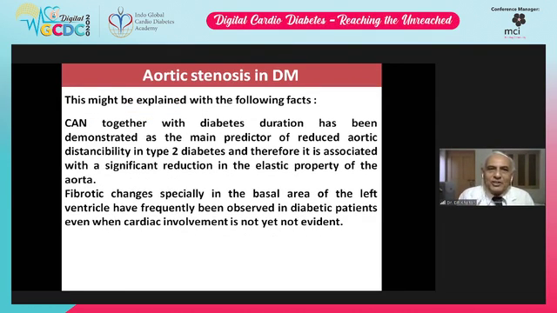Aortic stenosis in diabetes mellitus: there are two main factors responsible for that. Cardiovascular autonomic neuropathy, together with the diabetic duration, has been demonstrated as the main predictor of reduced aortic distensibility in type 2 diabetes, and therefore it is associated with a significant reduction in the elastic property of the aorta. Combined with the fibrotic changes, especially in the basal area of the left ventricle, which have frequently been observed in diabetic patients even when cardiac involvement is not yet evident, the reduced aortic distensibility would lead to aortic stenosis in some percent of the cases.